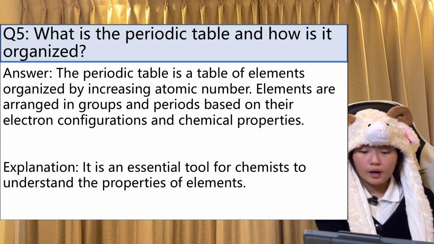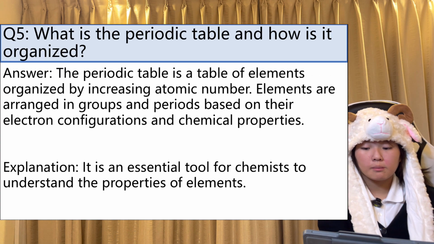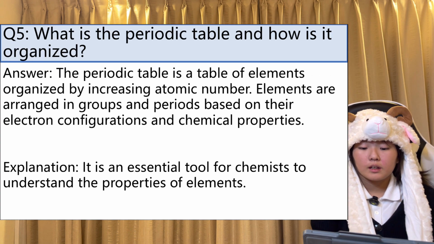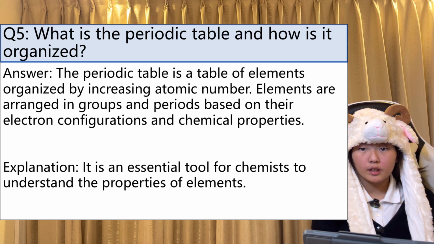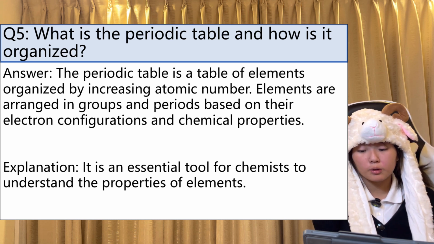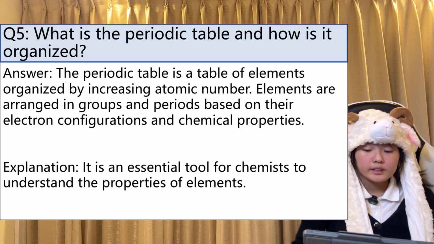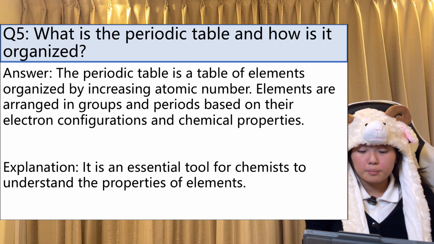The answer to question 5 is the periodic table is a table of elements organized by increasing atomic number. Elements are arranged in groups and periods based on their electronic configurations and chemical properties. The explanation is, it is an essential tool for chemists to understand the properties of elements.